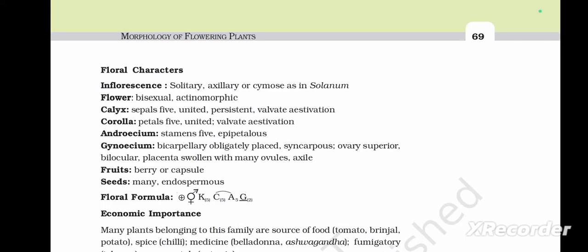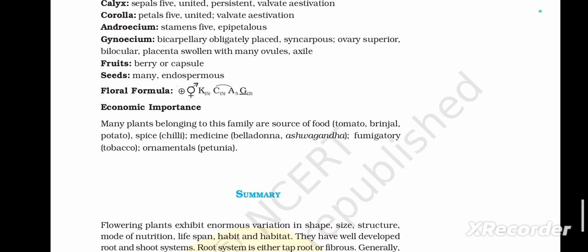And here they have given the floral formula also. You can go through it. Next, economic importance. Many plants belonging to this family are a source of food: tomato, brinjal, potato. And a source of spice, that is chili. Source of medicine: belladonna, ashwagandha. Fumigatory: tobacco. And a source of ornamentals: petunia.